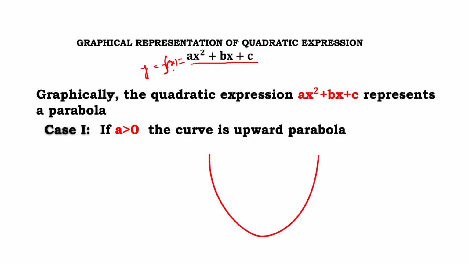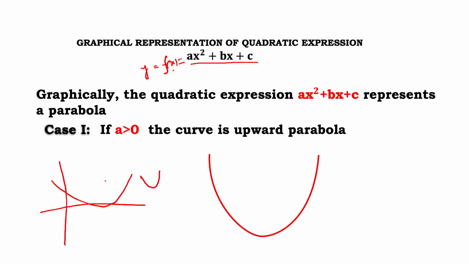It could be anywhere if the axis line is given, like this is the axis. It can intersect the y-axis anywhere, but it may or may not be cutting the x-axis.